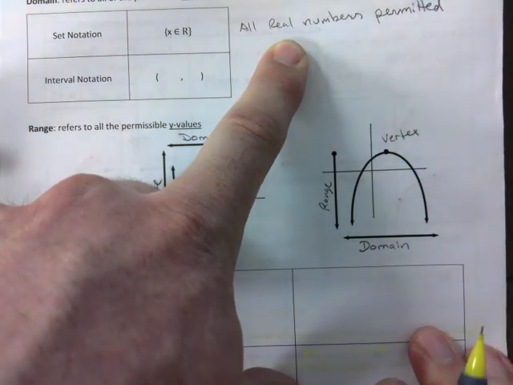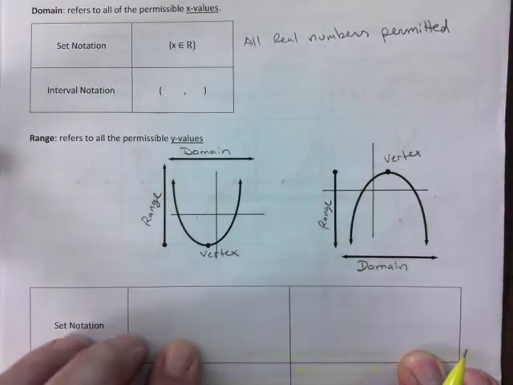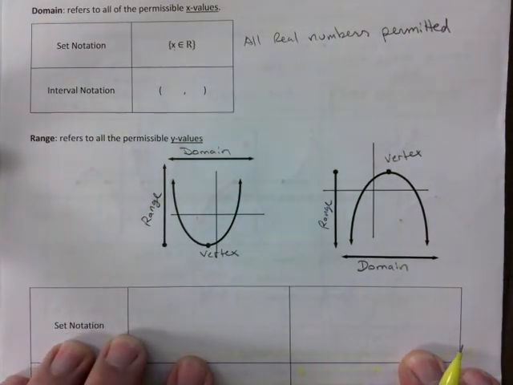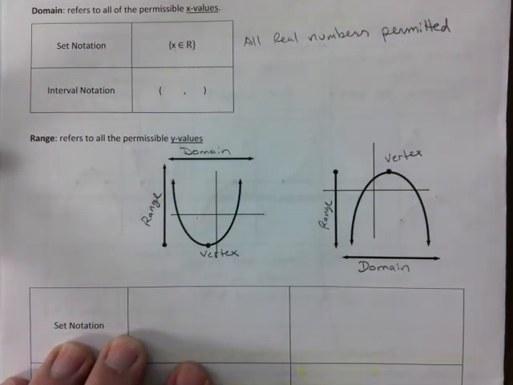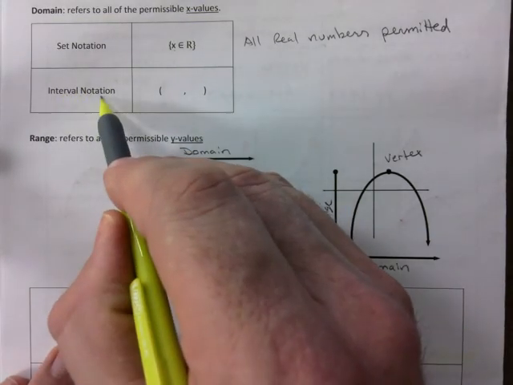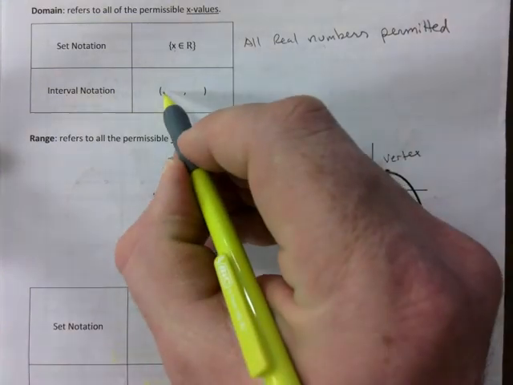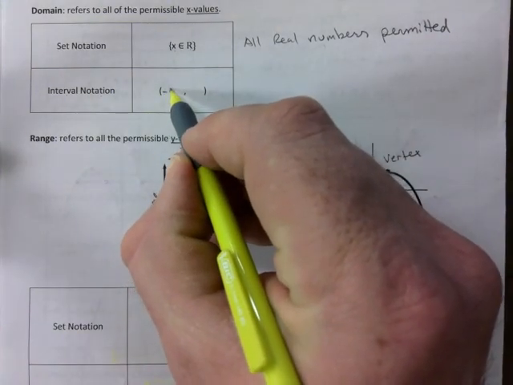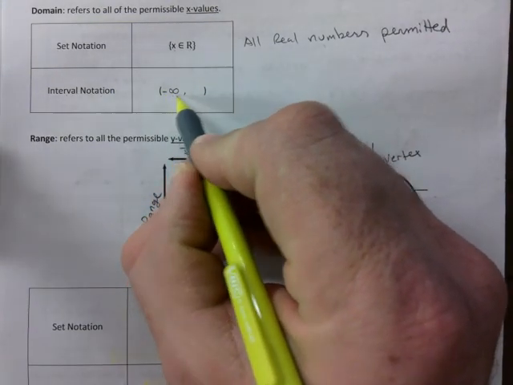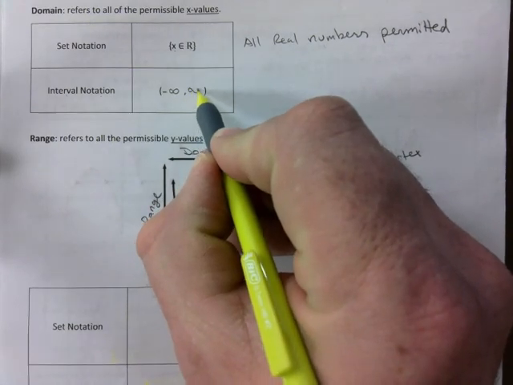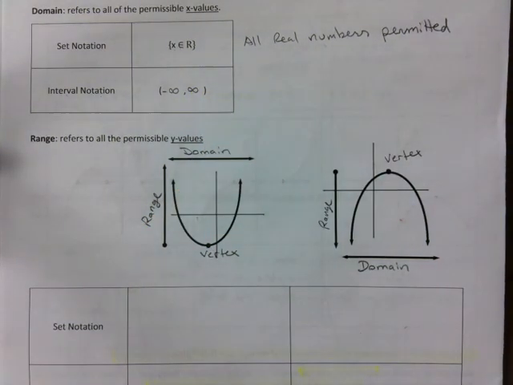That's what that little statement is reading there. All real numbers are permitted here. Anything goes for x. And in interval notation, you're basically telling it the start and the stop. So this is what you do for the domain: negative infinity, so you go from left to right, which is positive infinity. So it's an 8 sideways, okay?